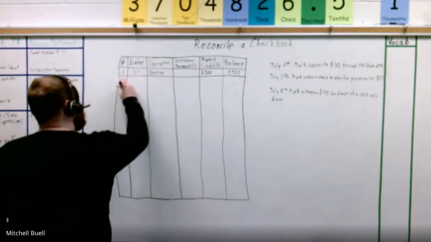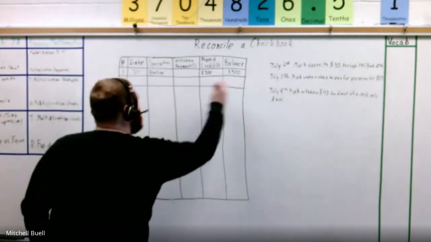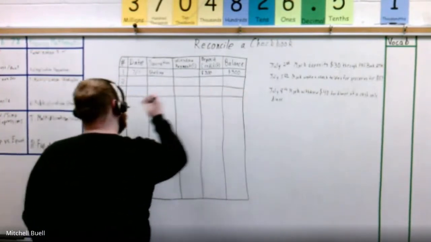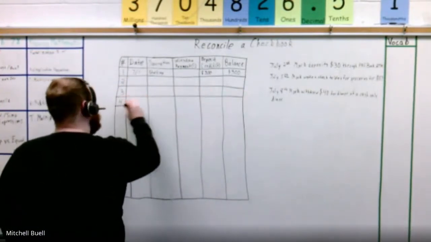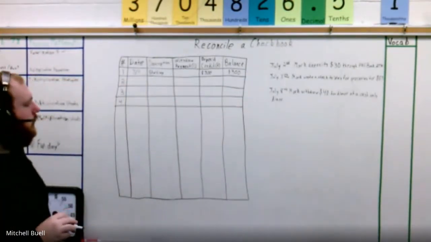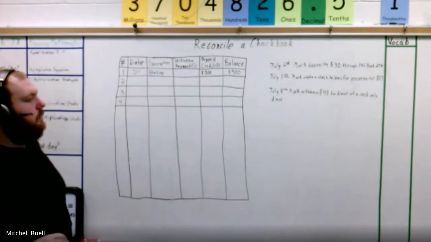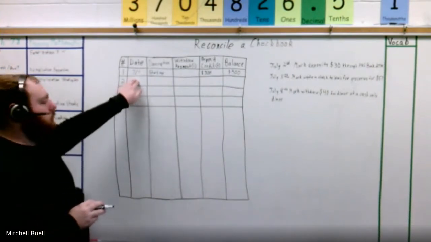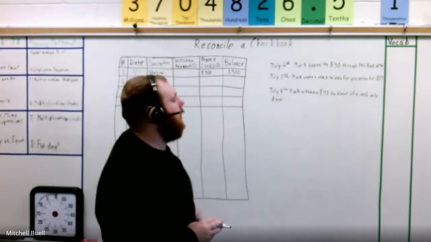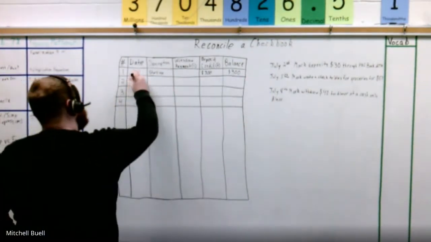So I'm going to do 2 line, 3 line, 4 line. So the first thing we're going to want to do is write down the date on which the transaction happened. So our first one says July 2nd. All right, so I'm going to write 7/2.